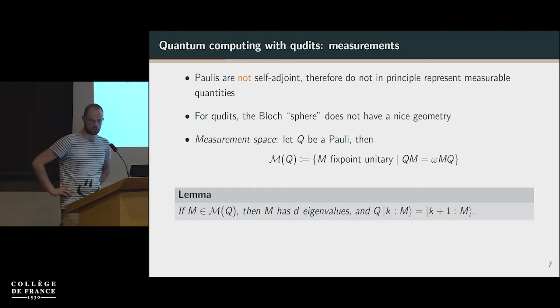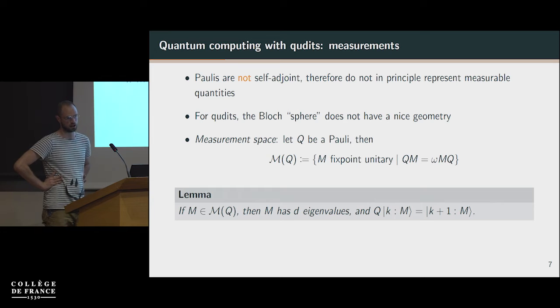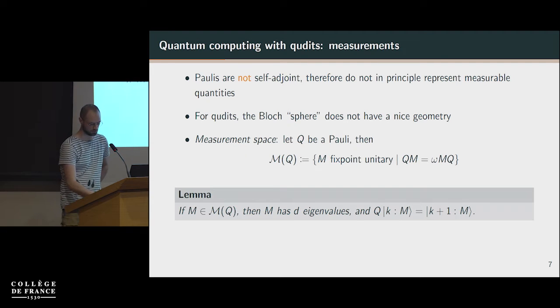Now, the key implications of this definition are the following. Firstly, if M is a measurement in the measurement space of Q, then M has d eigenvalues, and these are the dth roots of unity. And furthermore, Q translates between the eigenvectors which are associated to these eigenvalues. And this means that in some sense, I'm going to be able to use Q to perform corrections when I get a measurement outcome which isn't 0, which isn't the desired measurement outcome, right?